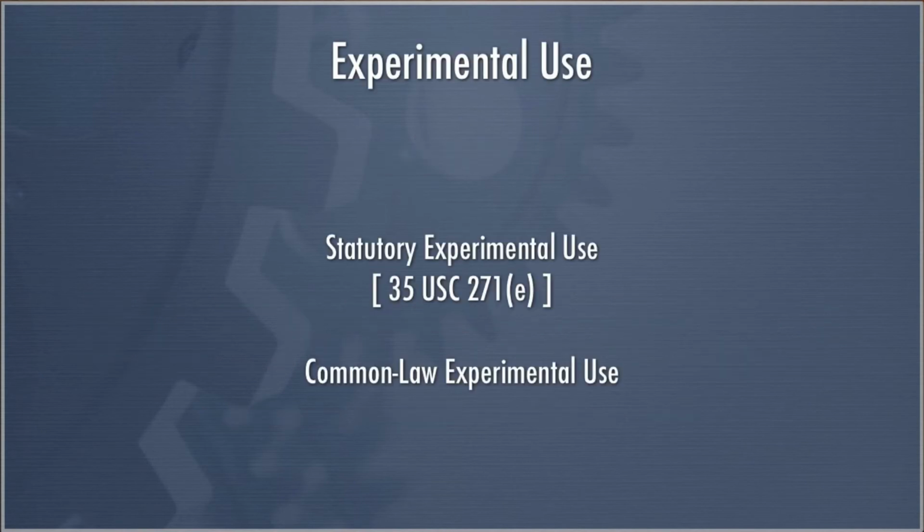There are two forms of experimental use that are important to understand. One is statutory experimental use under 35 U.S.C. 271(e), and the second is common law experimental use. And we'll take the statutory experimental use first.